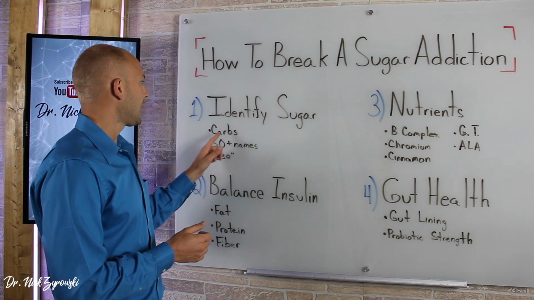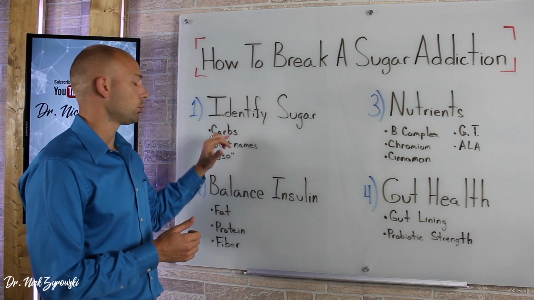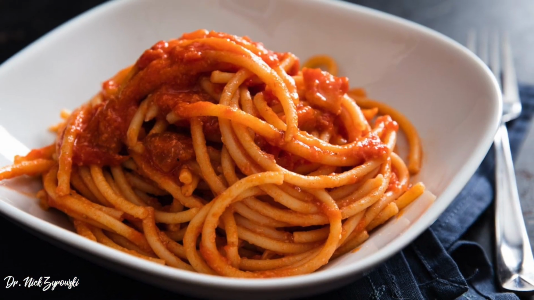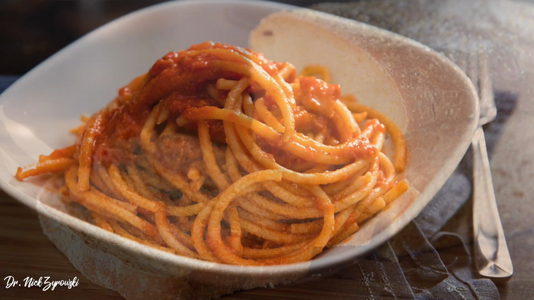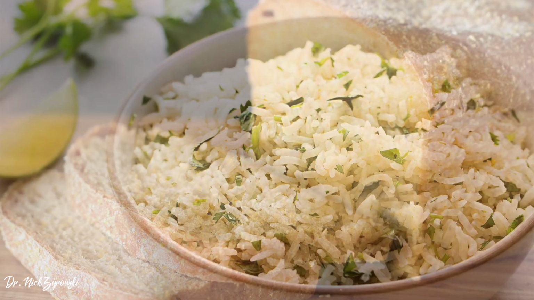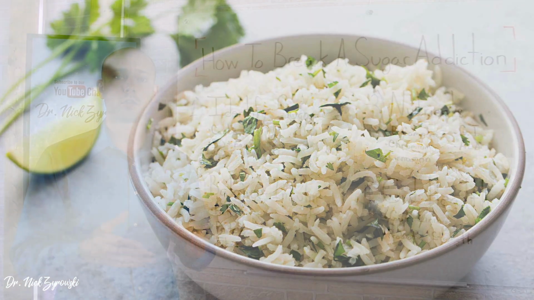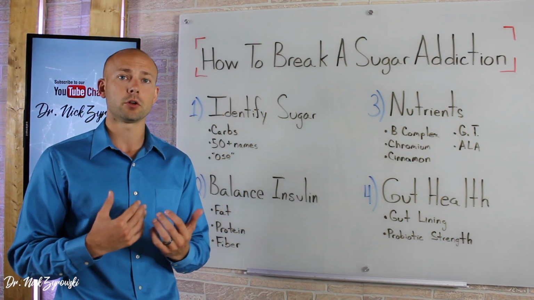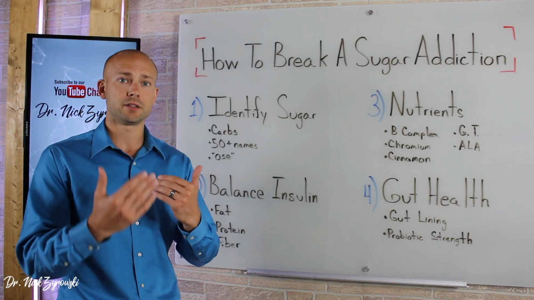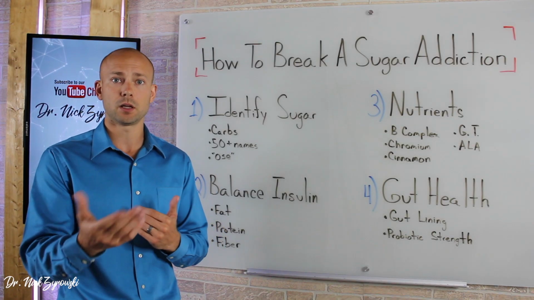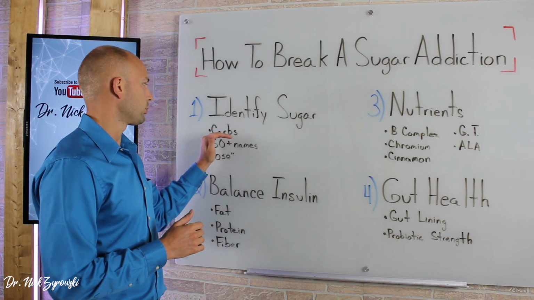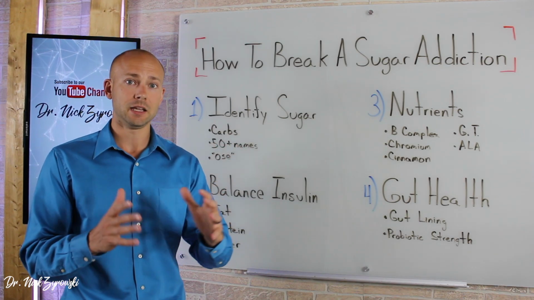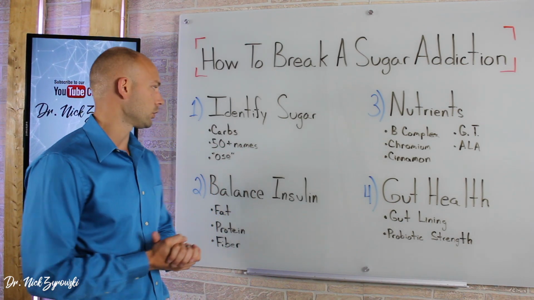When we look at how to identify it, first let's look to our carbohydrates. If we're eating a lot of white pastas, a lot of bread, or consuming rice, these sorts of carbohydrates break down as sugar and are going to cause this whole sugar addiction thing to be continuous. So we have to break that carb cycle of eating excess carbs if we want to break the sugar addiction.